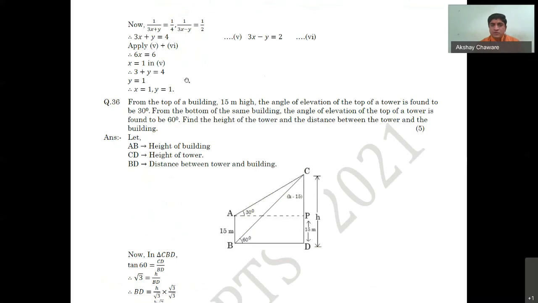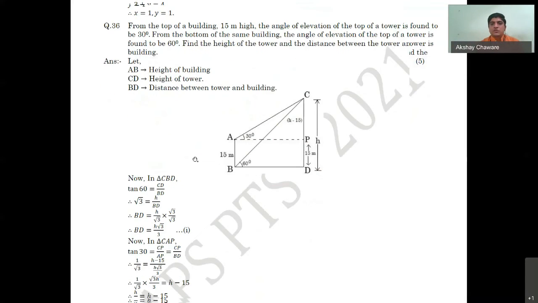But the original variables are x and y. So 1 upon 3x plus y is equal to 1 upon 4, and 1 upon 3x minus y is equal to 1 by 2. If we reciprocate these two fractions, 3x plus y equals 4 and 3x minus y equals 2. Two equations again, 5 and 6. These are again linear equations. If we simplify, we will get x equal to 1 and y equal to 1. So your final answer is x equal to 1 and y is equal to 1.